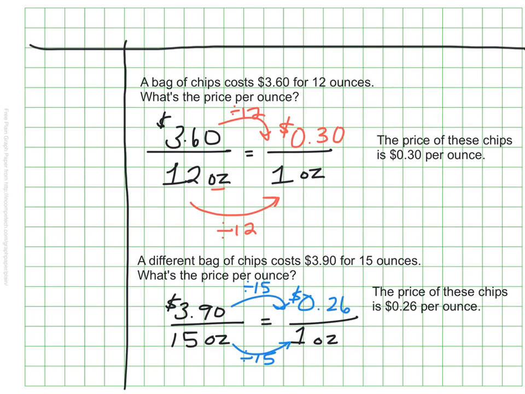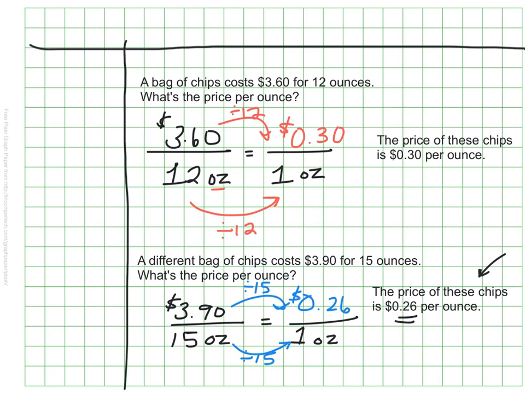By finding the unit rate, I was able to take two bags that were not the same size and not the same price, but compare them both at the unit rate to be able to see which was the better deal. And if everything else was equal about these chips, their flavor, their taste, and everything, then I would know that this bag here would be a better choice because it's cheaper per ounce.